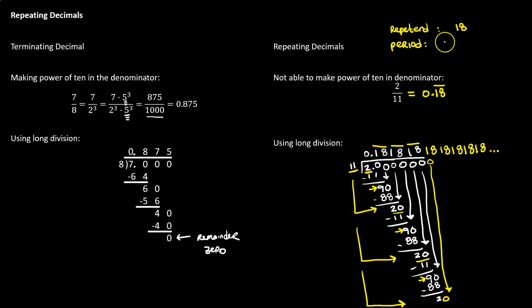In this case, our period is 2 because we have the digit 1 and the digit 8. Therefore, there are 2 digits in the repetend. We have a period of 2.